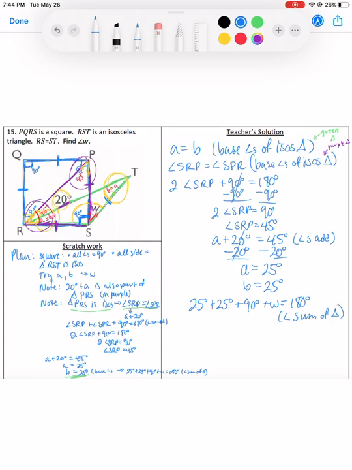25 and 25 makes 50. 50 and 90 makes 140. So 140 degrees plus W is equal to 180 degrees. We'll subtract 140 degrees from both sides. And W is now going to be 40 degrees. Therefore, we have found our W.